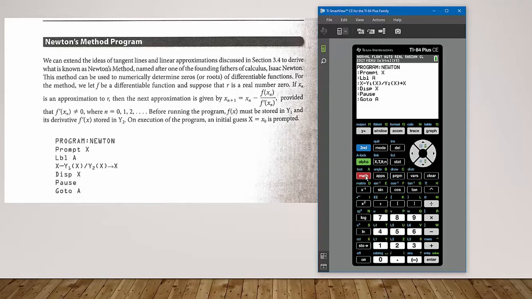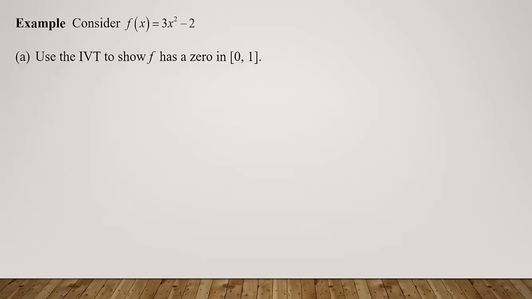All right, so that's the program. So we have the program entered into our calculator, or I have it entered into my calculator. I think we're ready to look at an example. I'll have to call my calculator up here in a minute. So we're going to consider the function f of x equals 3x squared minus 2. Part A, use the intermediate value theorem to show f has a 0 in 0, 1.